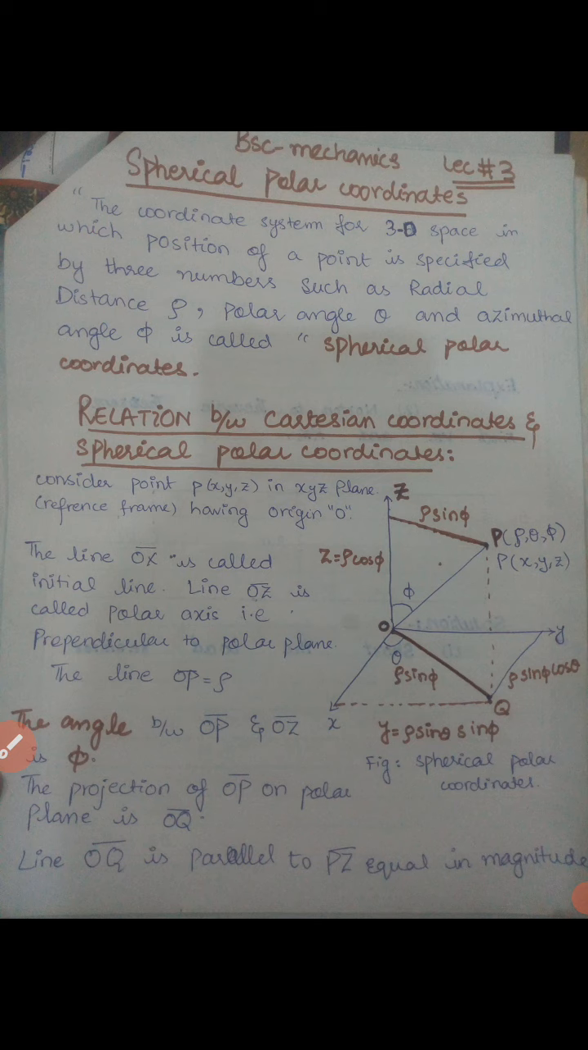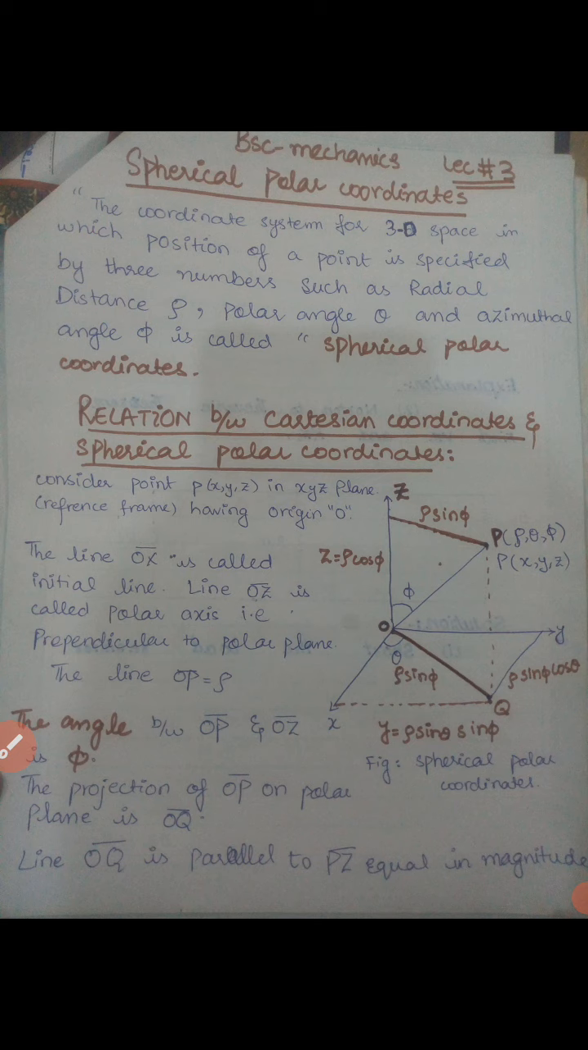Otherwise, the Cartesian coordinates of P consist of three numbers, x, y, and z. So this is the difference between the polar and the Cartesian coordinate. The line OP is equal to rho. He is saying that the line OP is equal to rho. It means that the first number, rho, is equal to OP.